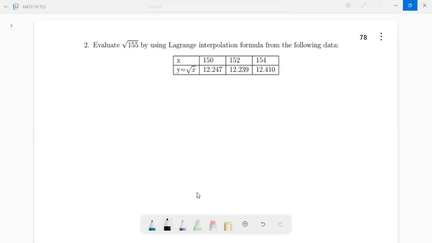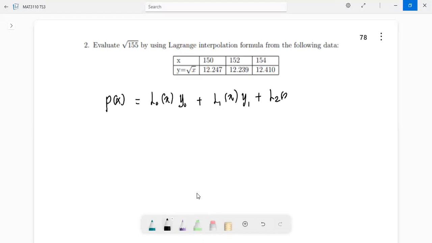All right, so just like before, remember that to find that polynomial, p of x is given by L naught of x times y naught, or f of x naught, same thing, plus L1 of x times y1, plus L2 of x times y2, plus so on and so forth. Since we have 3 points here, we're given 3 values of x and 3 values of y, so we just end up with y2 here. So you know how to find L0, right? And L1 as well.